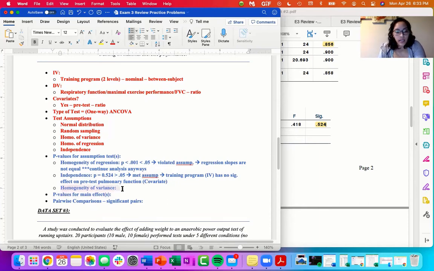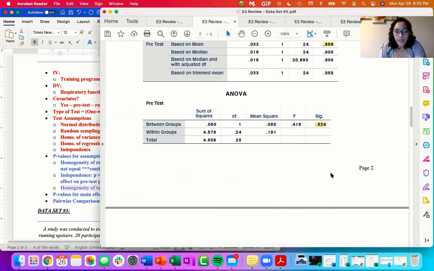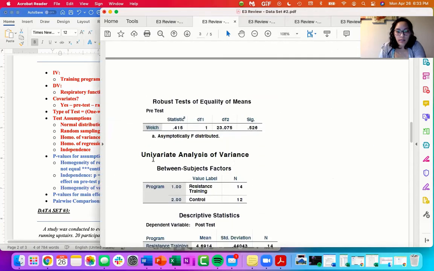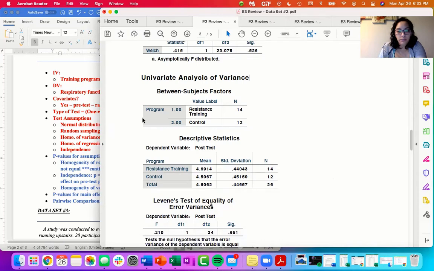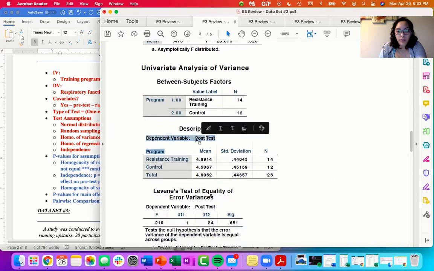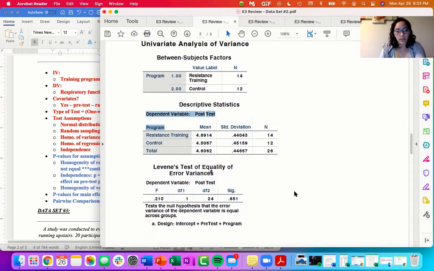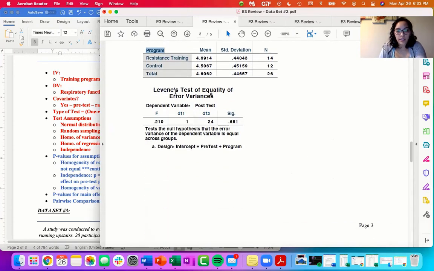And then we can look at our p-value for homogeneity of variance, which we'll find in the univariate analysis section. Okay, so we can see we've got our resistance training group and our control group listed by program. Our dependent variable are our post-test results. And then we can see Levene's test here. This is the one.